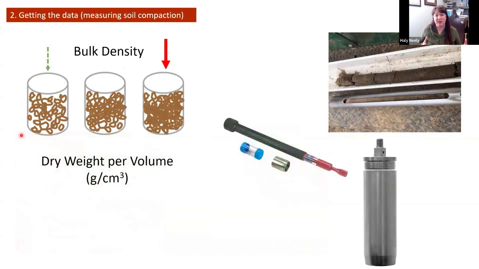But kind of our gold standard when we're talking about compaction is bulk density. So this is our dry weight of soil per unit volume. So in this case, we have a lower bulk density here and then higher bulk density. So more weight for that volume. Remember, decreasing that porosity.